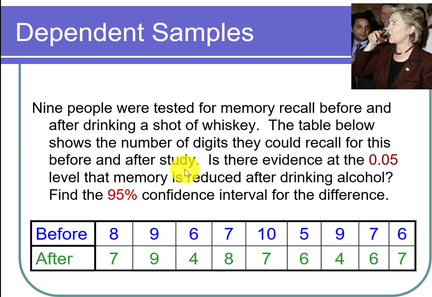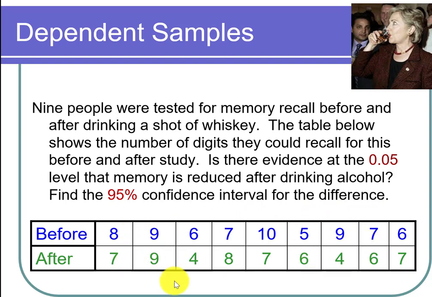So maybe they were each given a bunch of numbers and they were asked maybe a minute later, "Tell me what those numbers were," and how many numbers could they remember. Is there evidence at the 5% level of significance that memory is reduced after drinking alcohol? Find the 95% confidence interval for the difference. And here's the before and after data.